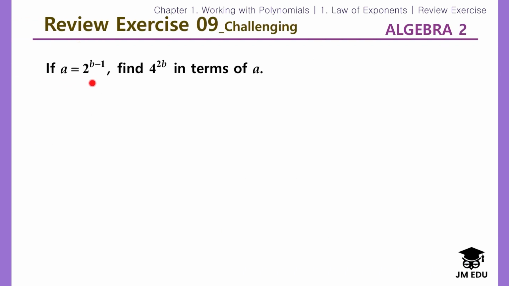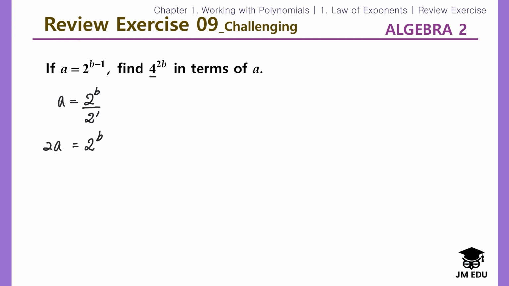If a is equal to 2 to the power of b minus 1, the question is to find 4 to the power of 2b in terms of a. So just like review exercise 8, we're going to simplify this first, and we're going to write this in terms of a. So we have a is equal to 2 to the power of b minus 1. That's 2 to the power of b divided by 2 to the power of 1, right? So multiply by 2 each side. 2a is equal to 2 to the b, right?